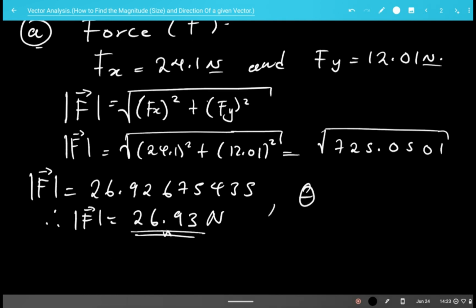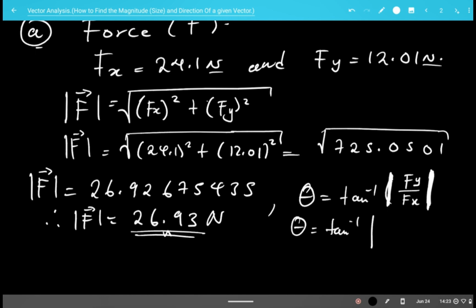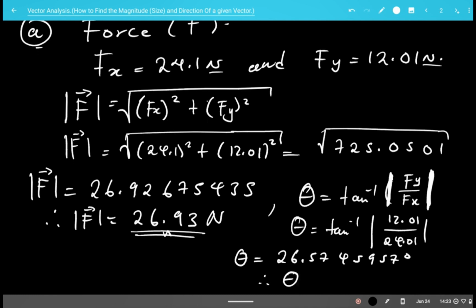To find the direction, which is theta, the direction is equivalent to the tan inverse of the y component divided by the x component. Be mindful that this will be the absolute value of the y component over the x component. So theta is equal to the tan inverse of the y component, which is 12.01, over the x component, which is 24.01. If you compute that, you will get 26.57455959 degrees.